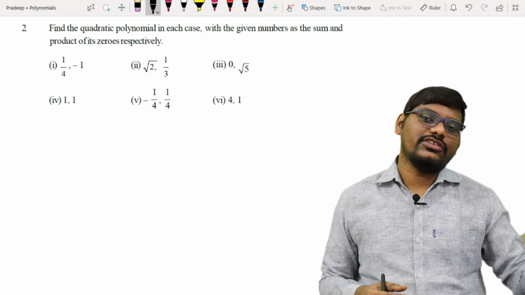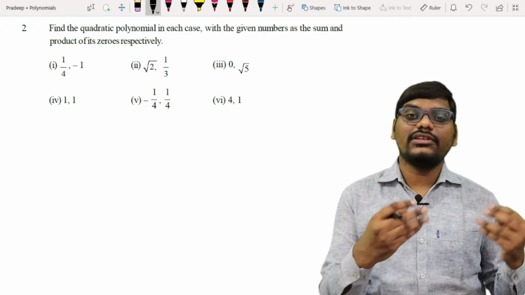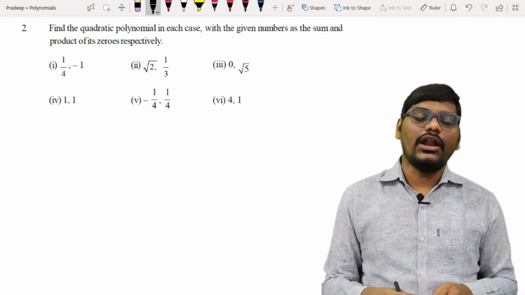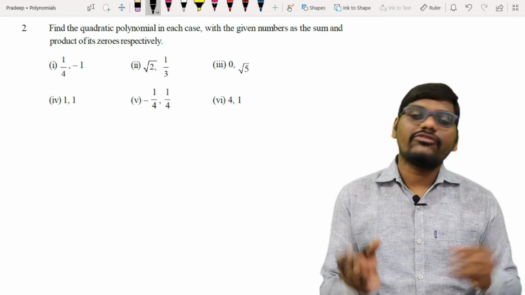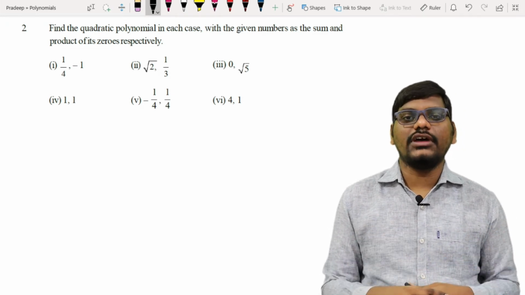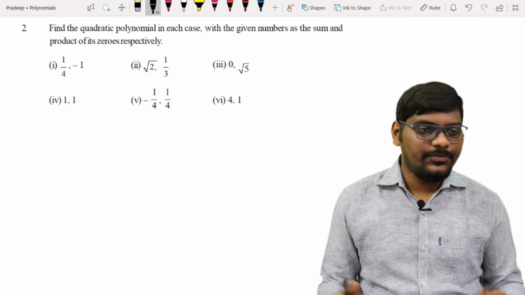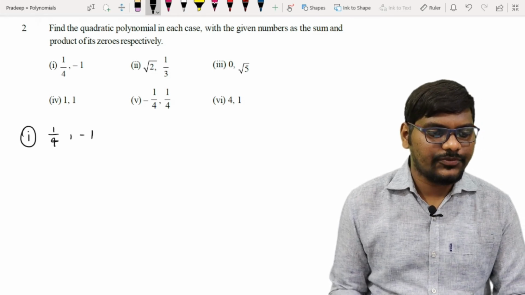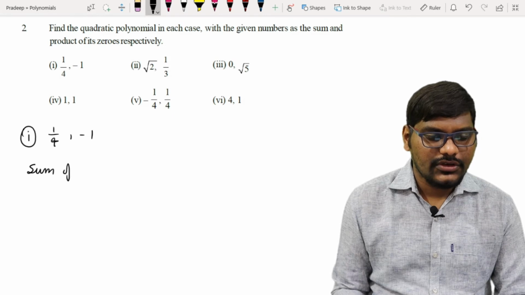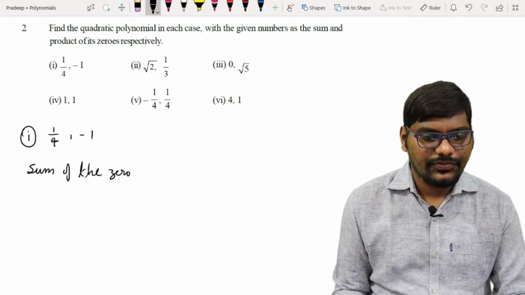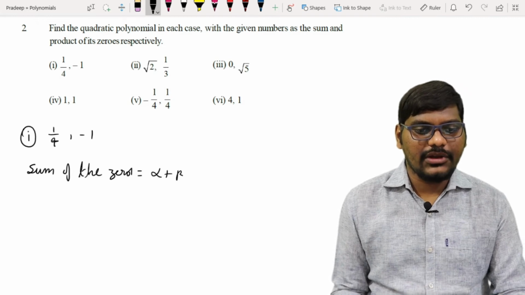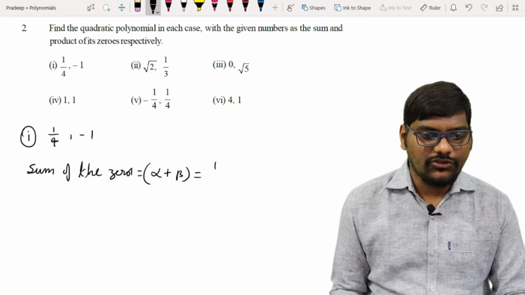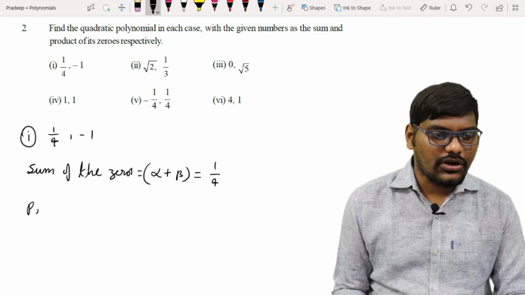In the previous question, if we just observe, they have given the polynomial. By using the polynomial which they have given, we found the zeros of the polynomial. But in this particular case they have given the zeros of the polynomial and we have to find out the quadratic polynomial. So let's go forward. So very first one, they have given 1 by 4 and minus 1. So I can write here sum of the zeros, nothing but alpha plus beta, sum of the zeros, right? Alpha plus beta, they have given it as 1 by 4. So I'm writing that.